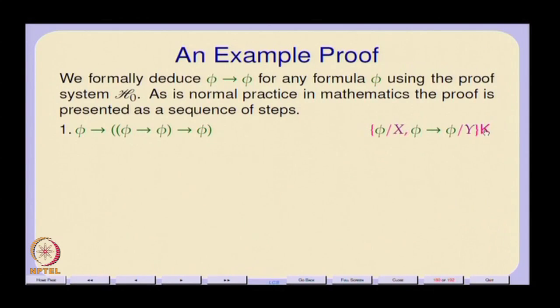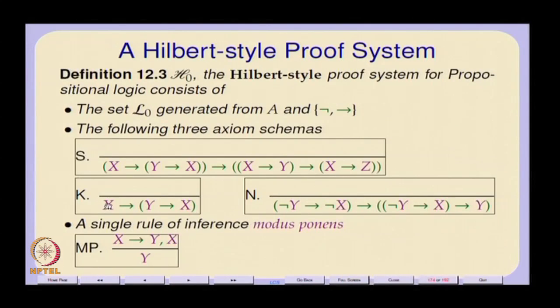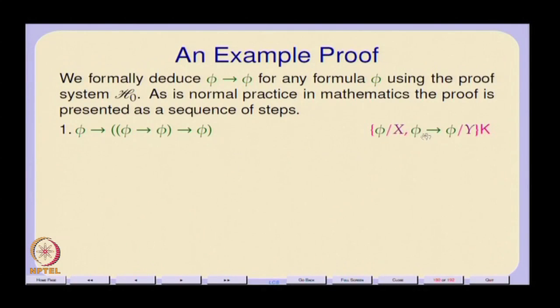So, this step essentially comes from the axiom schema K, and you are essentially looking for patterns to substitute for these variables x and y. This step essentially says in the axiom schema K, if I replace x by phi and replace y by phi arrow phi, then I get this step.